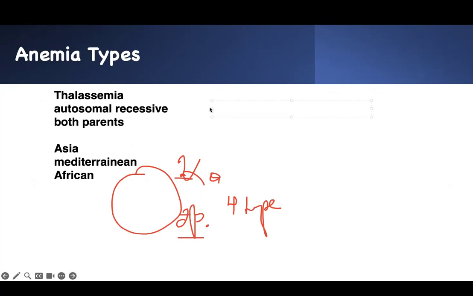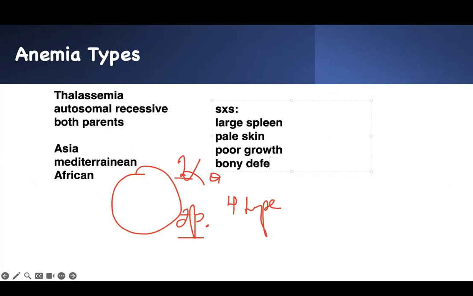What are the signs and symptoms? These cells are abnormal, so they get locked up in the spleen. So they have splenomegaly, so a large spleen. They have pale skin associated with anemia, and then poor growth in kids. You may see it in them. They can have bony defects. So those are the most common things you should be aware of.